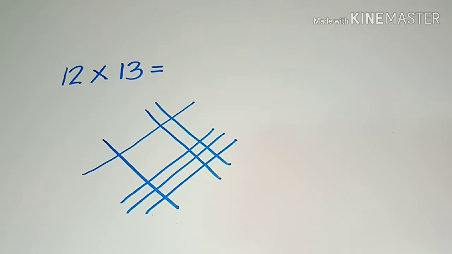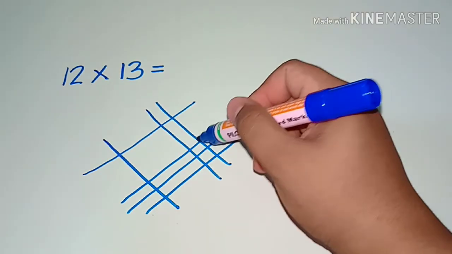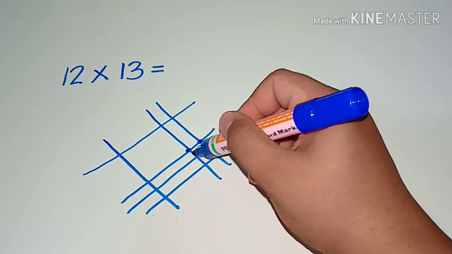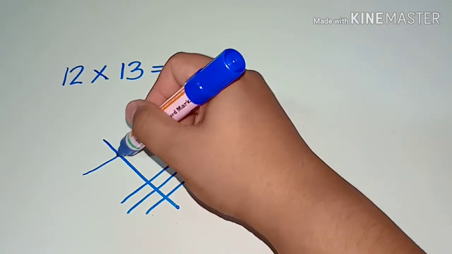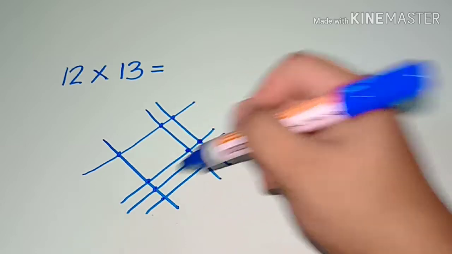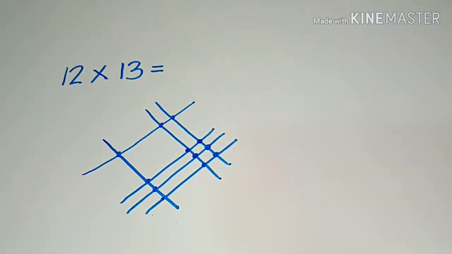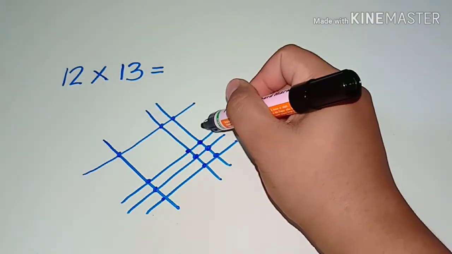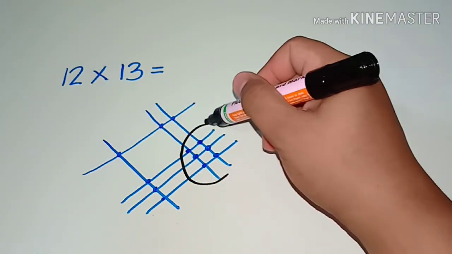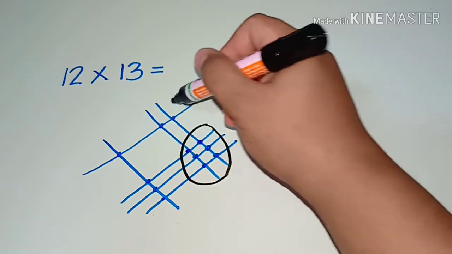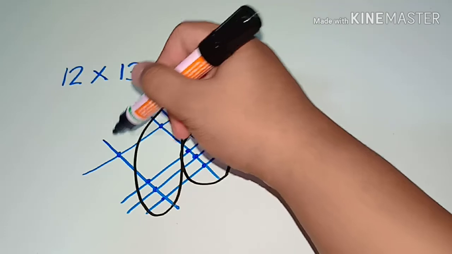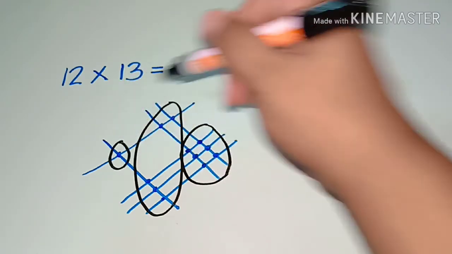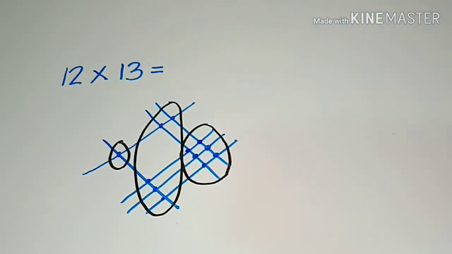After that one, we will just count the points where the two lines intersect. This one. And we will just count the number of intersecting points. So this will be our ones place. This will be the tens place of our answer, and this will be the hundreds place. So we will be counting now.